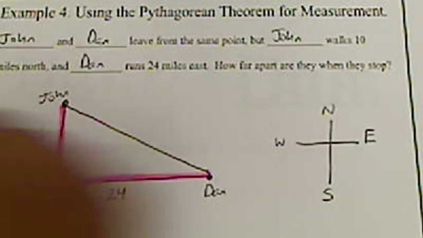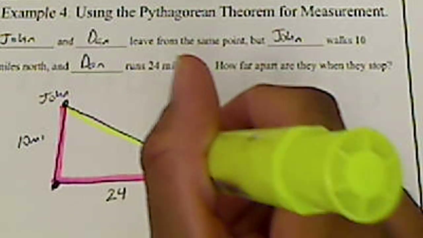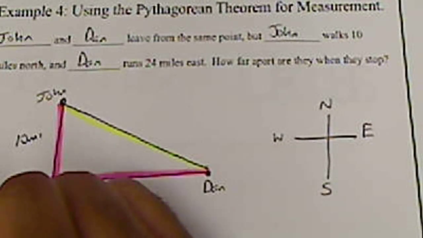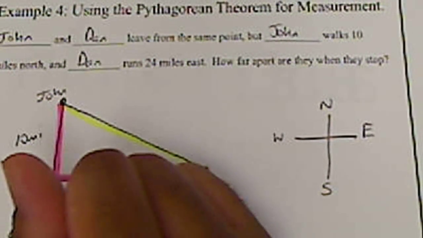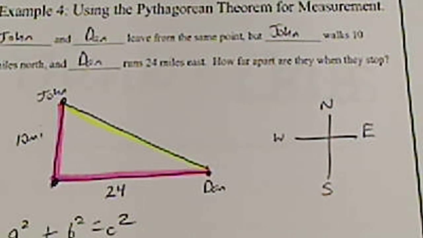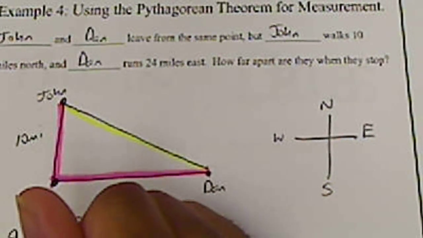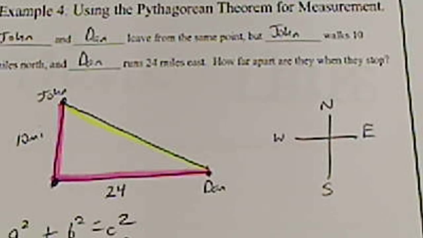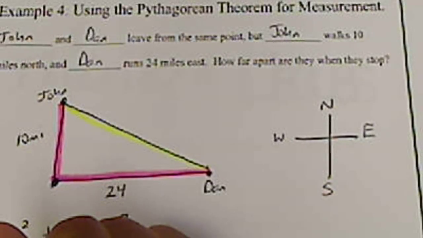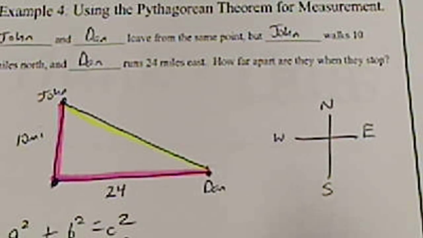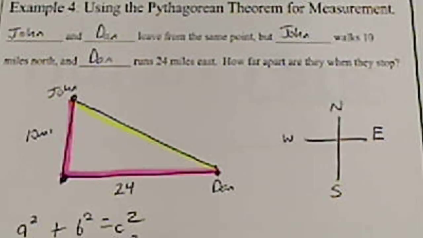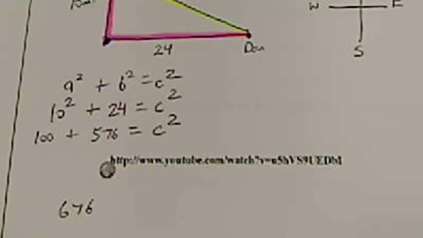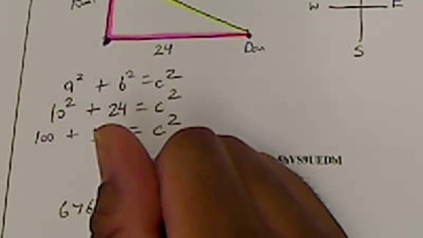So, let's go in here and label our legs. And here goes our hypotenuse. So we're going to write out that formula every time. A squared plus B squared equals C squared. All right, so I replace A with 10. I replace B with 24. And I don't know what the hypotenuse is yet. Okay, so now I solve this right here. I get 100 plus 576 equals C squared. Add those two up, and I get 676. I'm sorry, let me move this down a little bit. I get 676 equals C squared.